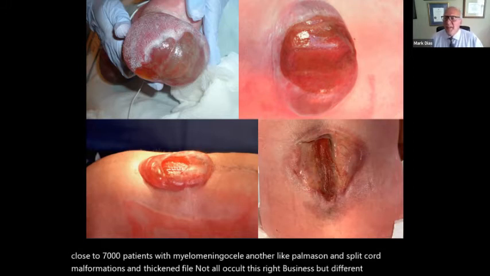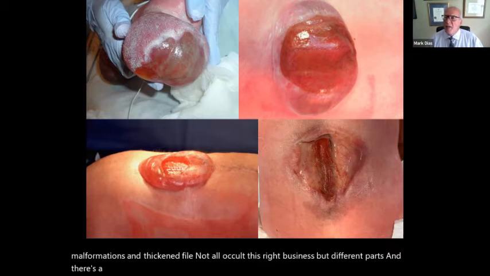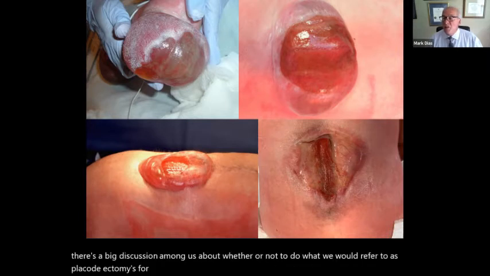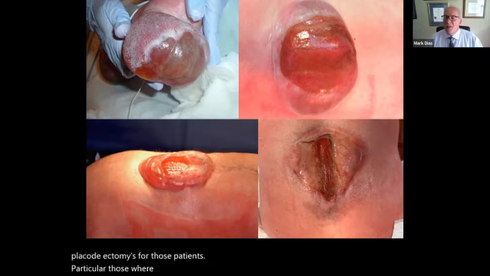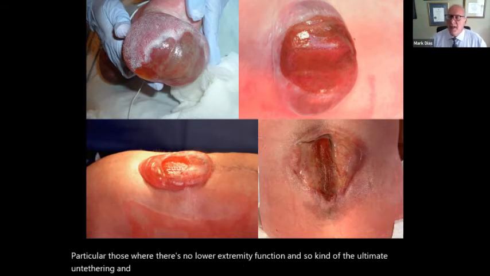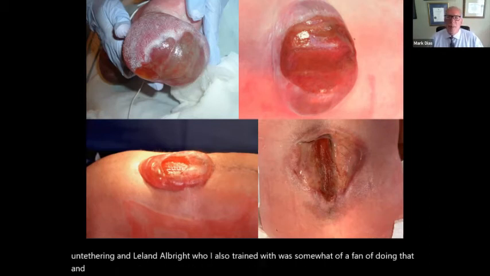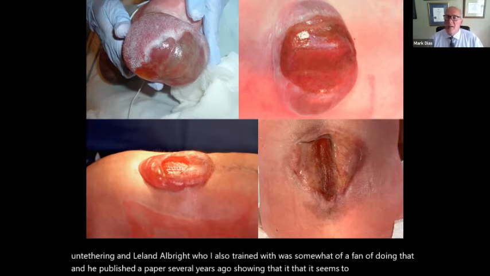And there's a big discussion among us about whether or not to do what we would refer to as placodectomies for those patients, particularly for those where there's no lower extremity function. So kind of the ultimate untethering. And Leland Albright, who I also trained with, was somewhat of a fan of doing that. And he published a paper several years ago showing that it seems to work well.